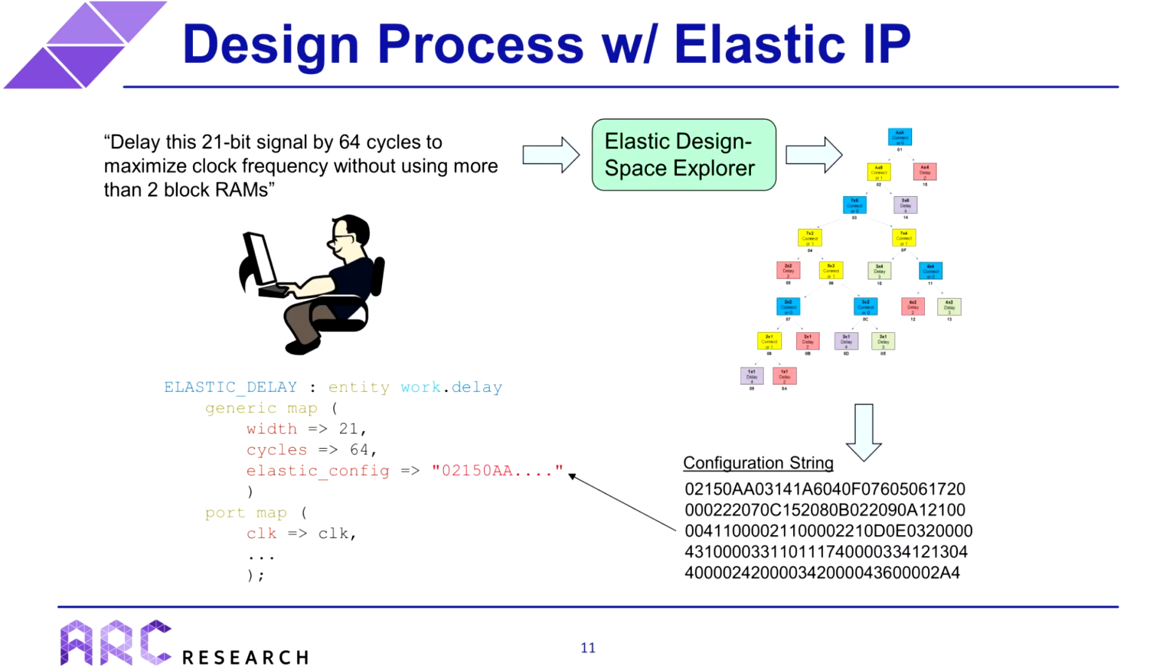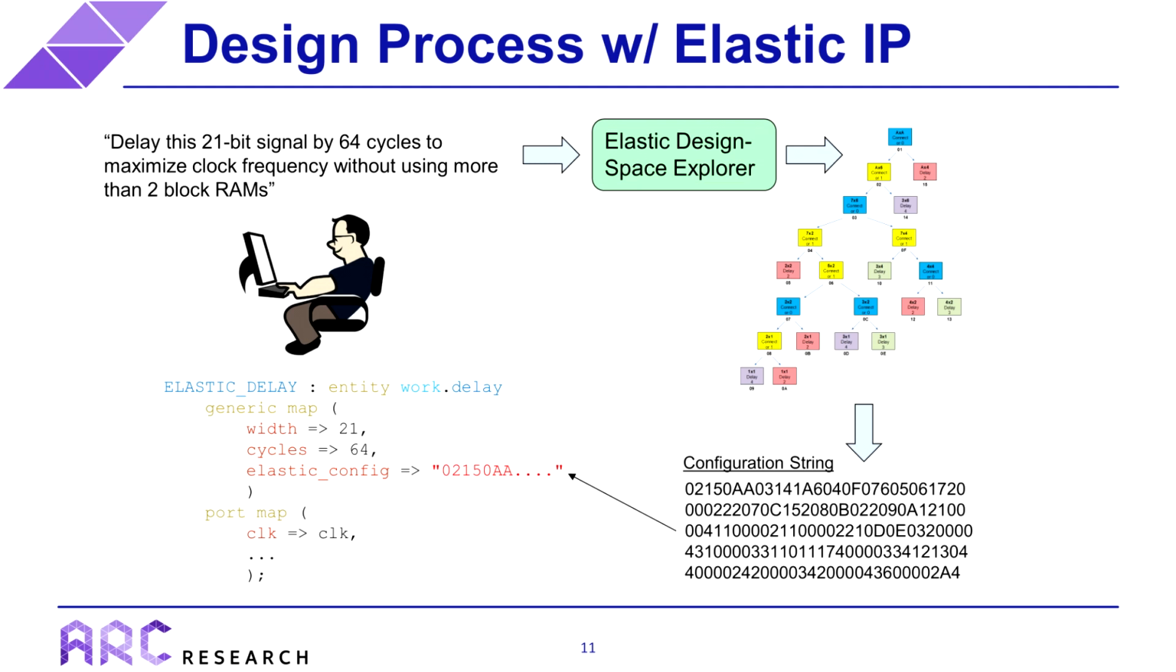On this slide, we illustrate how this exploration integrates with a typical RTL design process. So first, a designer requests the constraints and goals for the IP, in this case a delay instance. The Elastic Design Space Explorer will then identify an appropriate implementation for that request. It will create the corresponding design hierarchy that implements that implementation, and it will convert that design hierarchy into a configuration string that gets passed as a parameter to the corresponding delay instance.